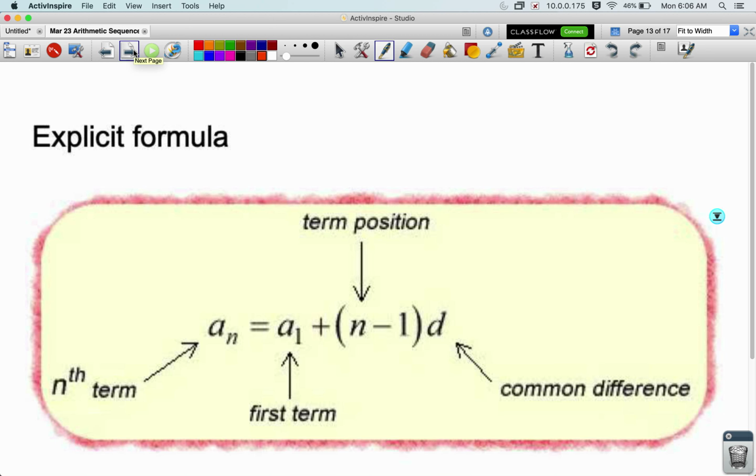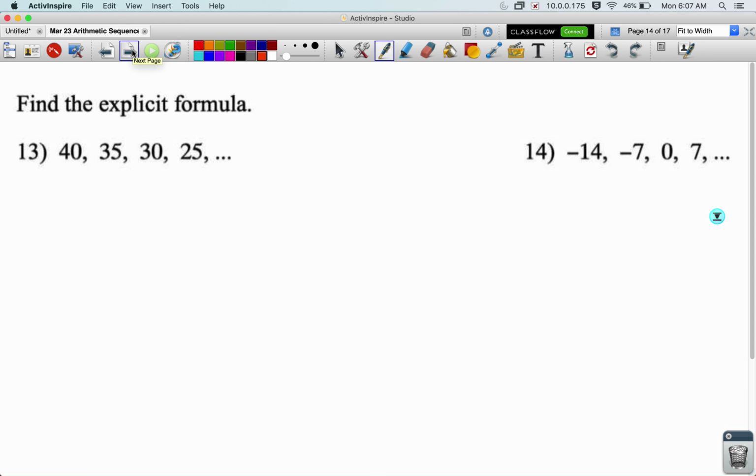All right. Now we can put all of this together into a formula that gives us the nth term in any sequence. If we use this form here, which is called our explicit formula, just pause the video, copy it down. Now let's put it to use. All right, so what's the explicit formula of this sequence here? 40, 35, 30, 25.